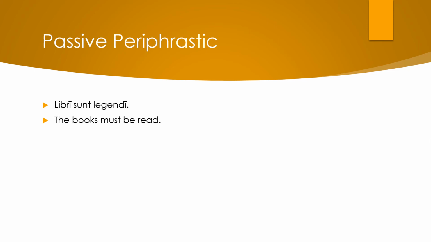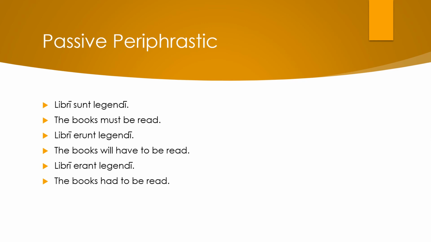Now, if we change the tense of our form of sum, we can change the tense of our sentence as well. For instance, if we put it in the future tense, like libri erunt legendi, we will then have a future necessity. This one being translated as the books will have to be read. And we can, of course, use a past tense form as well. If we were to put this in the imperfect tense, like libri erant legendi, then this would render a past tense translation. The books had to be read.